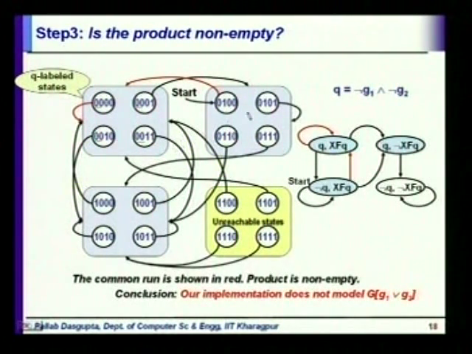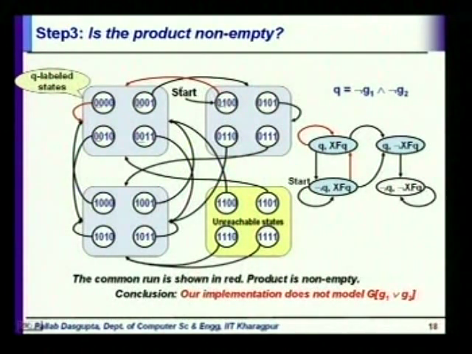Where were you initially? You were in 0, 1. And what was the input? 0 0. Remember r1 is 0, r2 is 0 and g1 was 0, g2 was 1. That was our initial state, right. This is where we were. This was our start state.